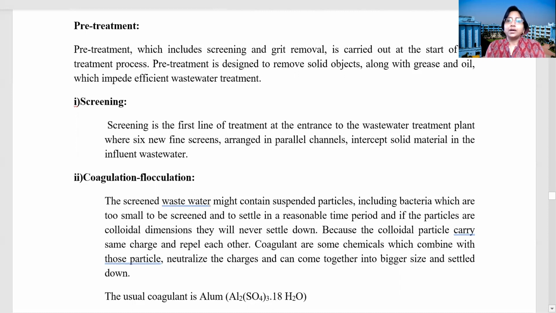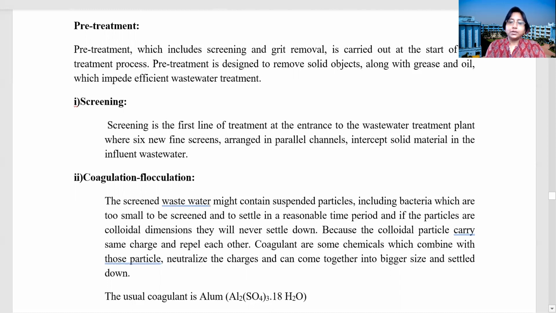They will move away from one another by the repulsion method, so they will not combine with each other. That is why they cannot form large particles that can precipitate down. So in this case, we have to add some coagulant.